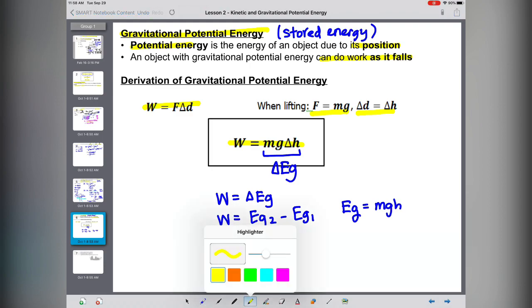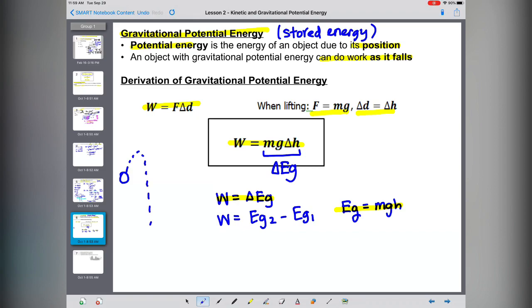So I just wanted you to have more. You could use this, or this. Those are the three equations that I would use. And keep in mind, gravitational potential energy has everything to do with where your reference point is. So if I have an object, I toss it up and then I drop it back down.